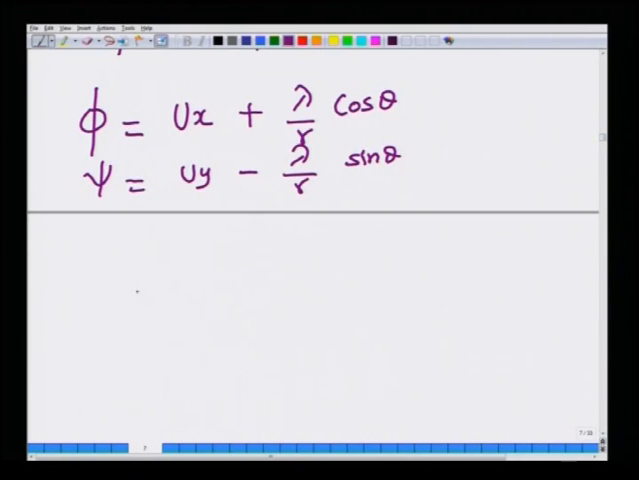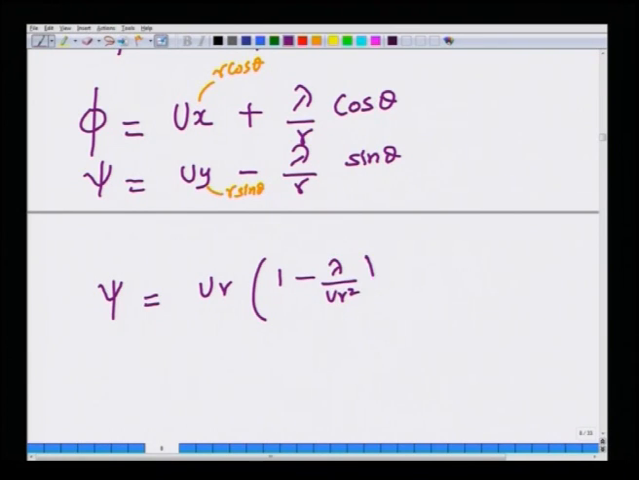How are we going to do that? Well, instead of x, I am going to put r cos theta, polar coordinates. Instead of y, I am going to put r sin theta. So, psi becomes u r times (1 minus lambda by u r squared) times sin theta, and phi is u r times (1 plus lambda by u r squared) times cos theta.